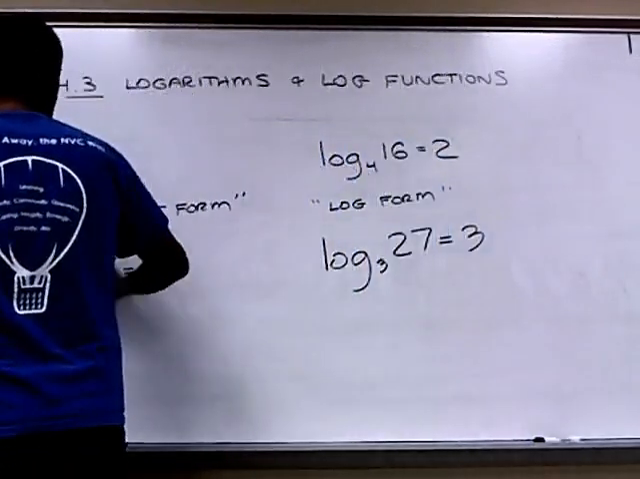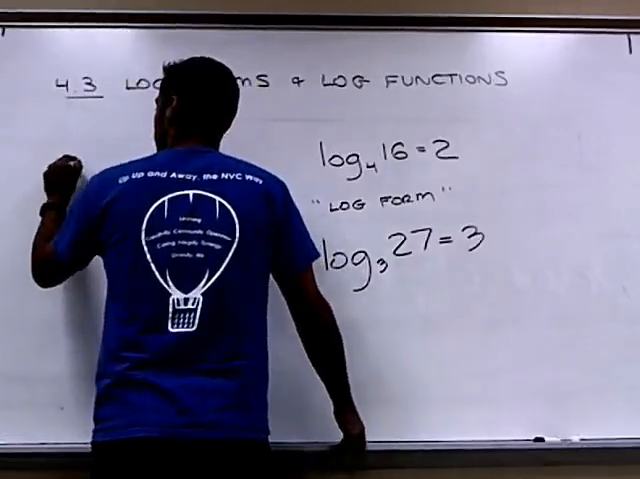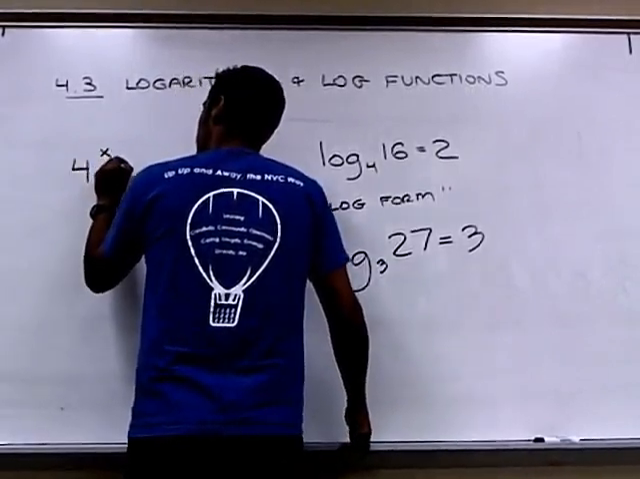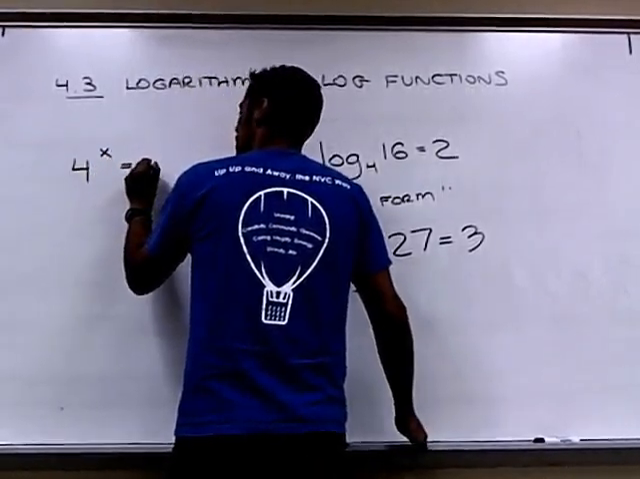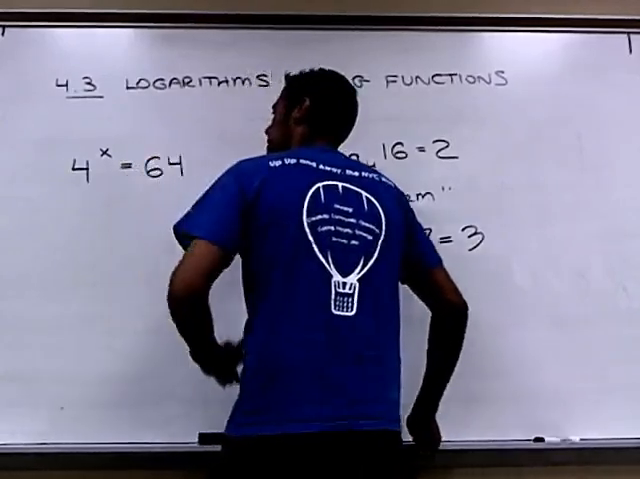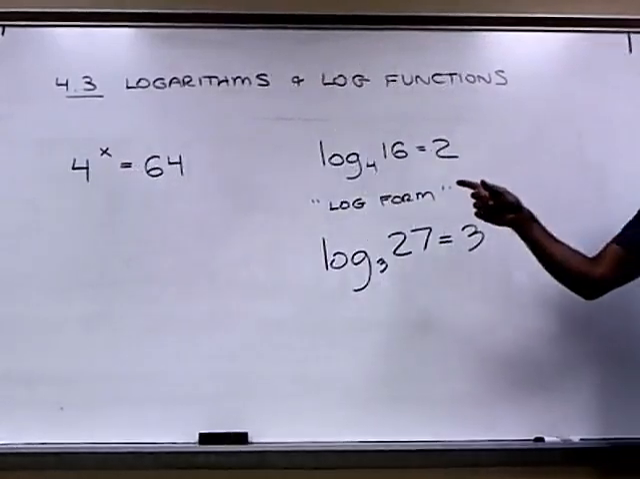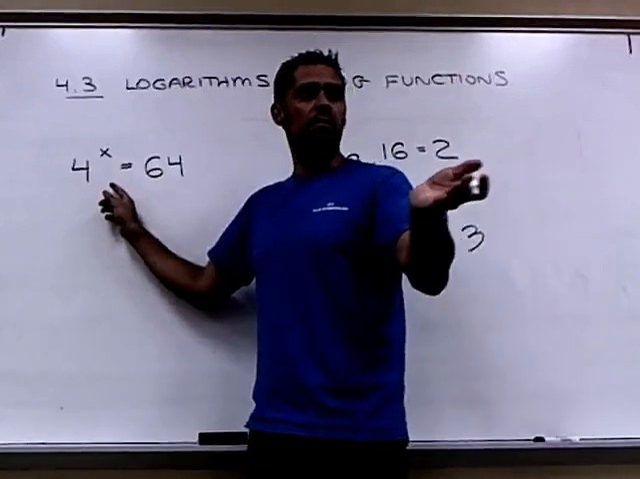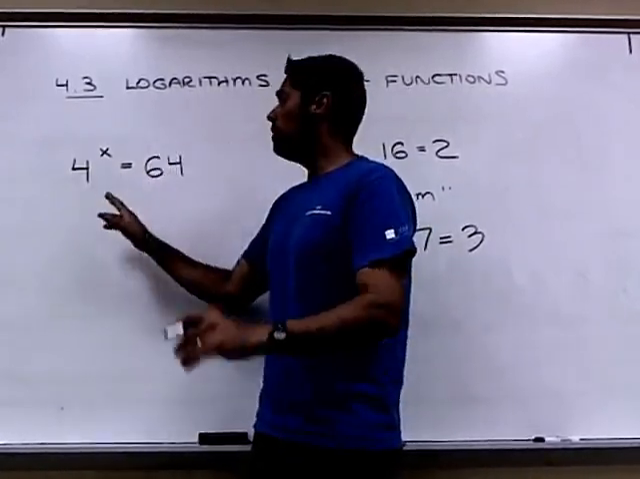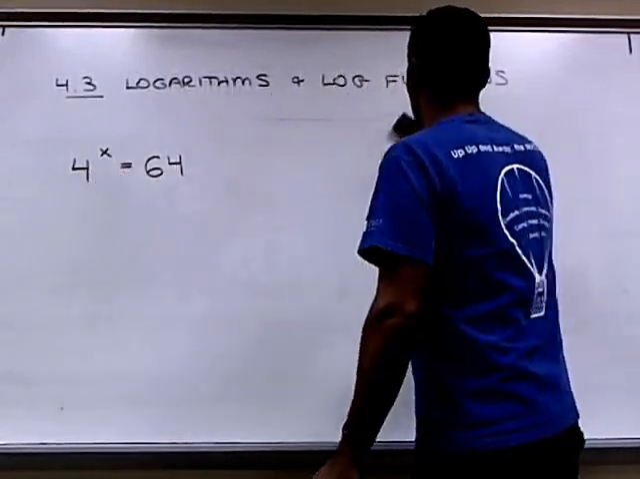Try something a little more interesting. How about this? 4 to the x equals 64. Now that's an equation, but it has a variable. This would have been something like you would have had on your homework, right? This is an exponent form because we have an exponent, don't we? But I'd like for you to write it in log form instead.